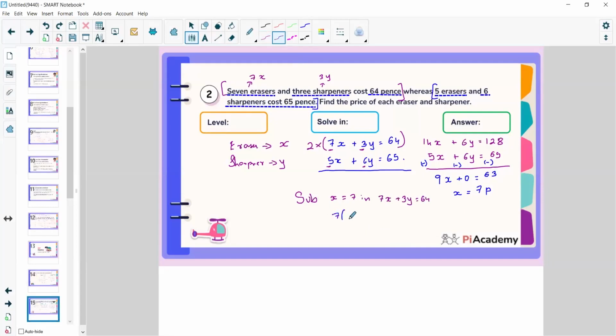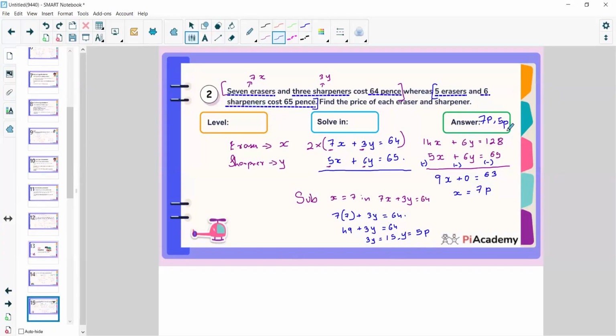7 times 7 plus 3y giving us 64. Solving this, we would have 49 plus 3y equals 64. And 3y would be, how much is 64 take away 49? Is it 15? Right. So now the value of y is 15 divided by 3, which is 5p. Okay. So what is the cost of one eraser? One eraser costs 7p. What's the cost of one sharpener? It costs 5p. Right.